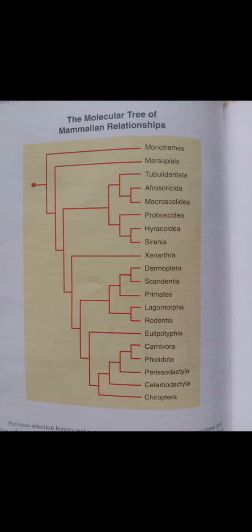So, when we look at the molecular tree of mammalian relationships, the phylogenetic tree of placental mammals, monotremes are there, marsupials, then Tubulidentata, Afrosoricida, Macroscelidea, Proboscidea, then Hyracoidea, and so on. And along with that, primates, Rodentia, Carnivora, Pholidota, and Chiroptera, Perissodactyla, etc. So, nevertheless, constraints are not impossible barriers.